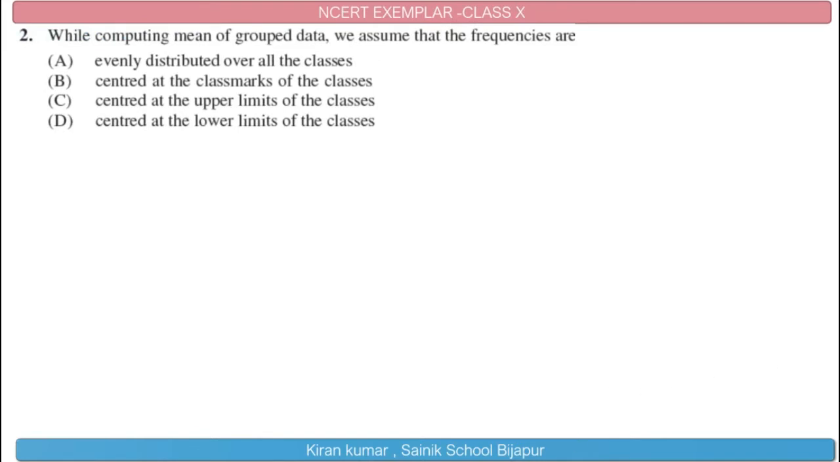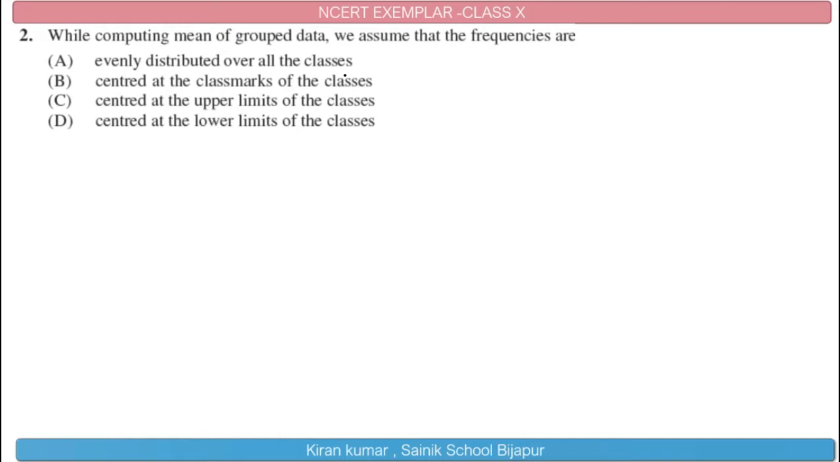Second question. While computing mean of group data, we assume that the frequencies are: option A, evenly distributed over all the classes; centered at class marks of the classes; centered at upper limit of the classes; centered at the lower limit of the classes. In grouping the data from ungrouped data, all the observations between lower limit and the upper limit of class are taken in one group, then mid value is further calculated.